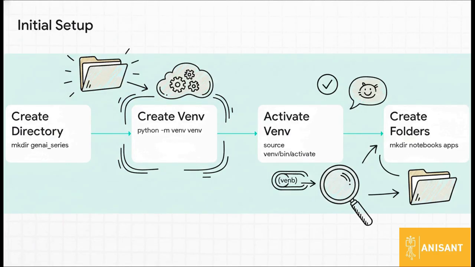First, we'll make our main project folder. Then, right inside it, we create our virtual environment. We'll just call it venv to keep it simple. Then, and this is the important part, we activate it. You'll know it's working when you see that little venv pop up next to your command prompt. You're in the bubble. And finally, we create our two main folders.